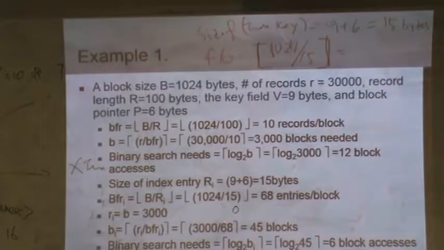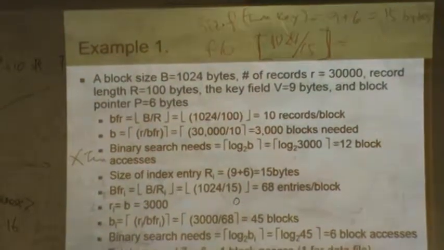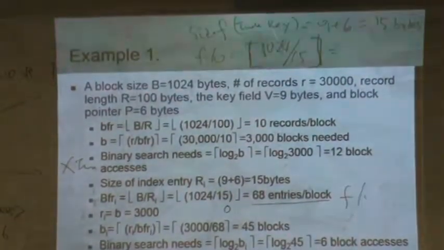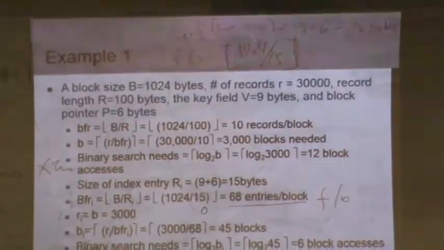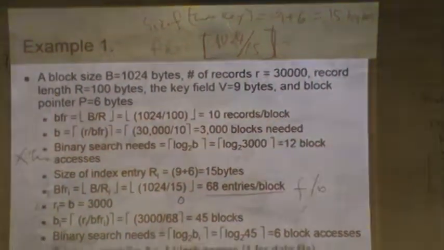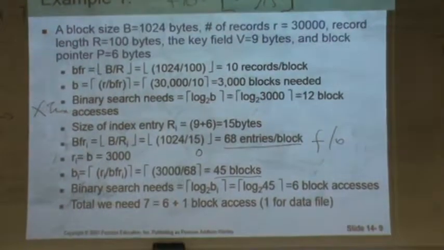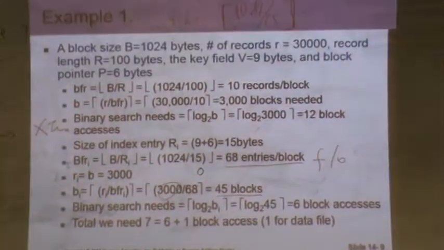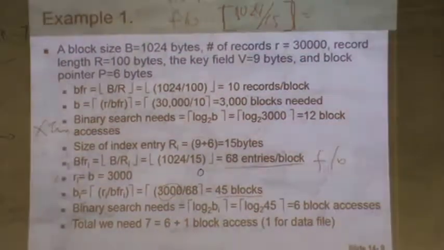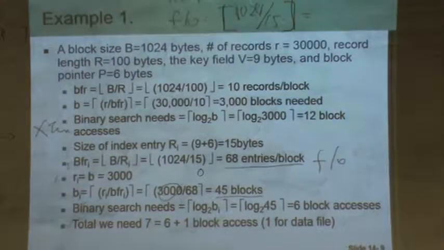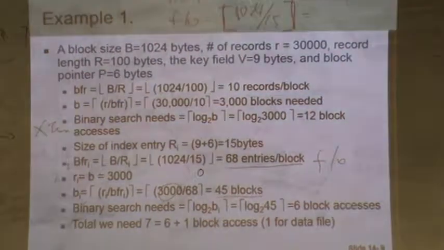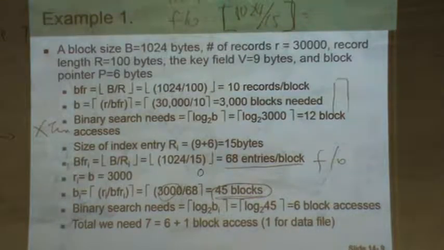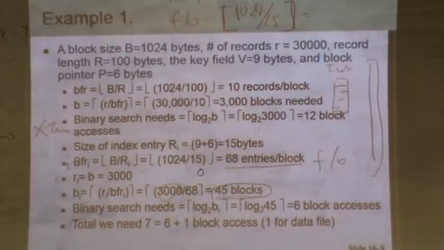But if we use the index, we can do the same evaluation that we have done. We have the fan out, okay? And the records are here. How many blocks for the index? It's 45 blocks. Why? Because 3000 divided by 68, so we have 45 blocks for the index. Then we have the table, how many blocks?